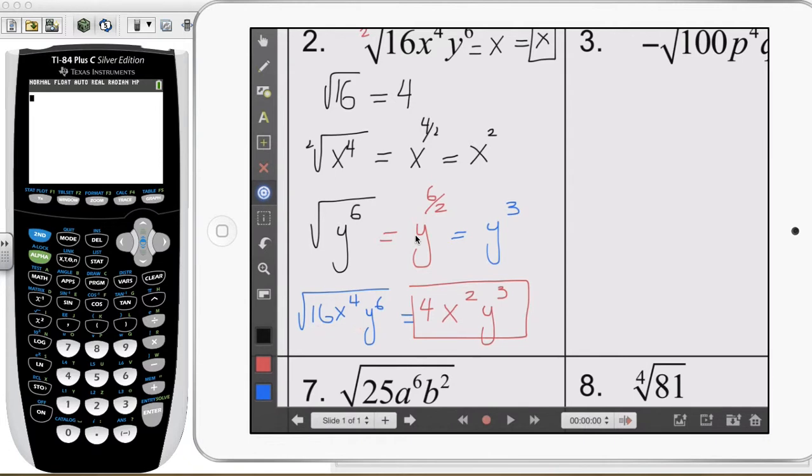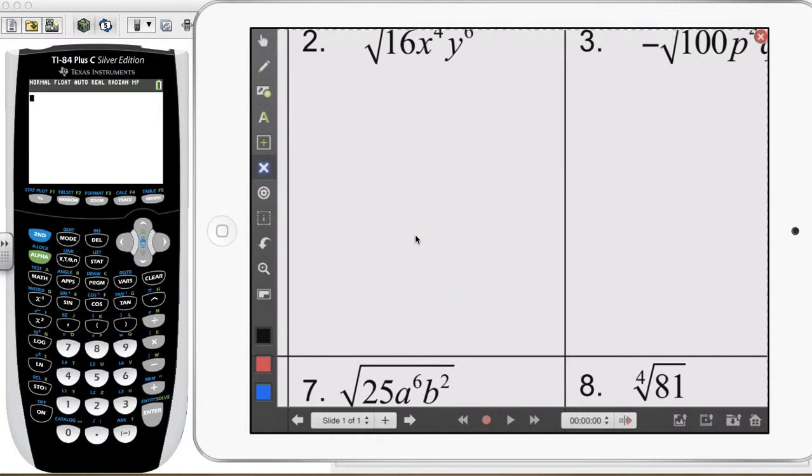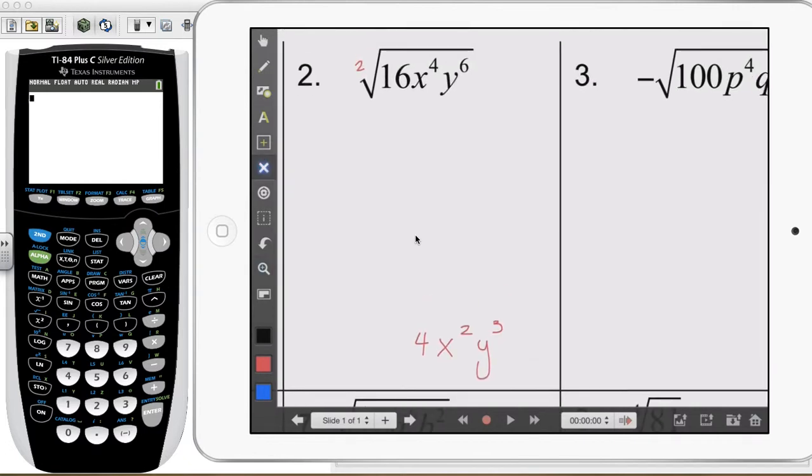Now, is there another way to do that? Definitely. This is the fastest method, but I'm going to show you a different way if you didn't like this method. So let me erase everything so I can start on a different method. Now remember, you don't even have to write the index 2, but you do know that it is 2.